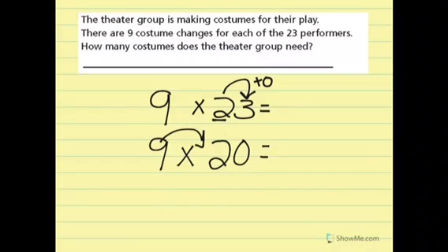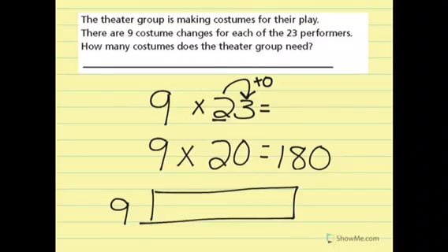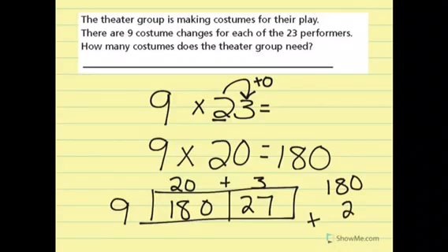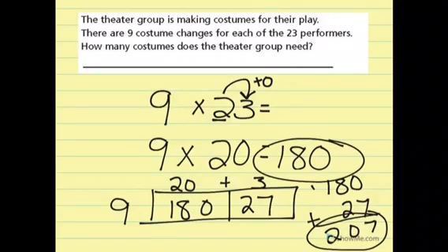9 times 2 gives me 18. And I have 1 0, so I'm going to bring it over. 180. Now I'm going to solve it for real. So I'm going to use an area model. My actual answer is 207. My estimate was 180. 207 is close to 180, so I believe I am correct.